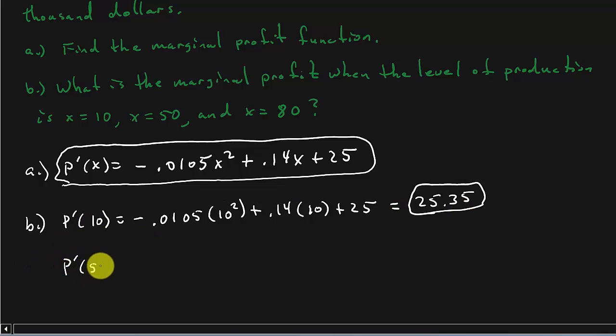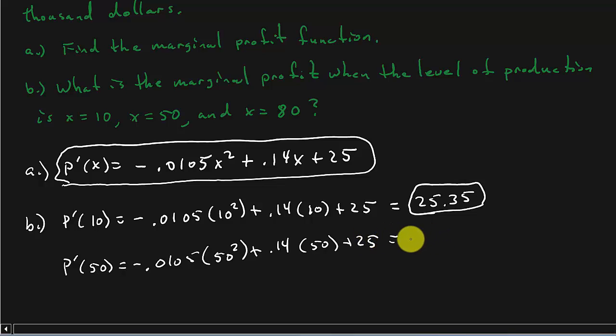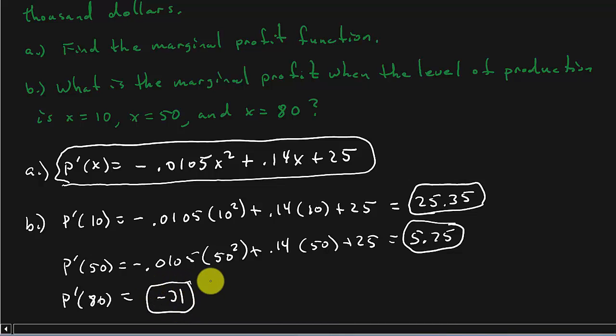And so P prime of 50, this is negative 0.0105 times 50 squared plus 0.14 times 50 plus 25. And that's going to give us 5.75. And then P prime of 80, and I'm not going to plug it in. When you plug that in, you get negative 31. Okay, you would just, instead of the 50, you would have an 80. Instead of the 10, you would have an 80. It's the same thing.